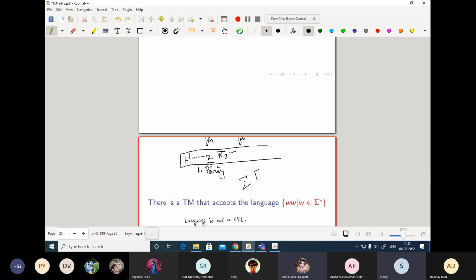So the ith underline symbol is the first underline symbol, and the ith overline symbol is the first overline symbol, and you have to check whether they have the same element or not. So at the ith underline symbol, you remember what you have read, and you go to the first overline symbol, and you check whether it's the same alphabet or not. If it's not, go to reject state. If it is, then unmark these two, and then go to check the (i+1)th underlined and overlined symbol.